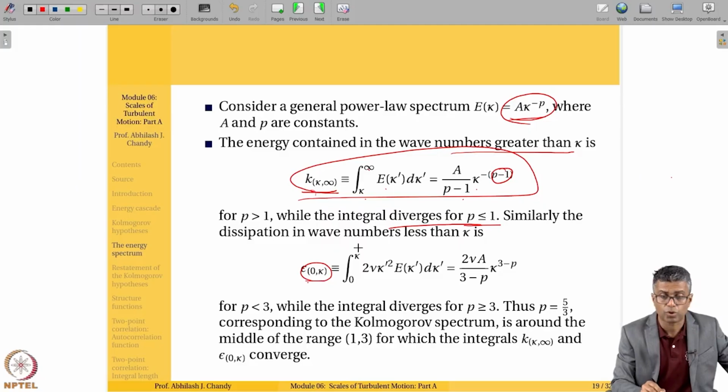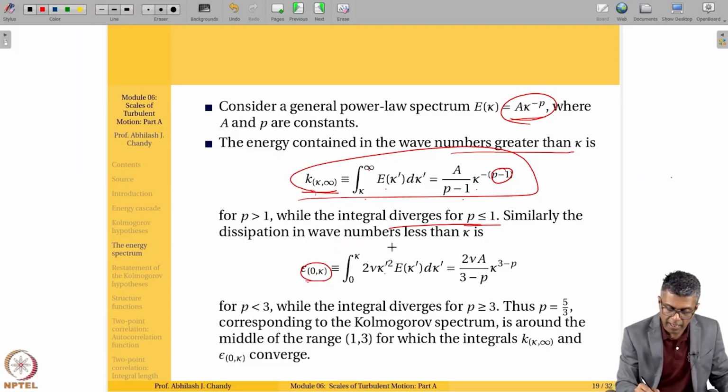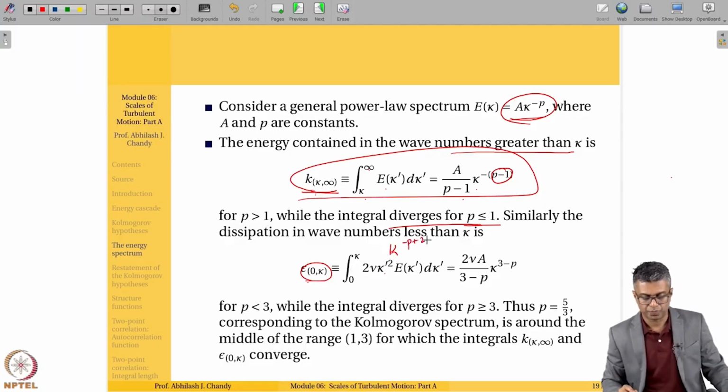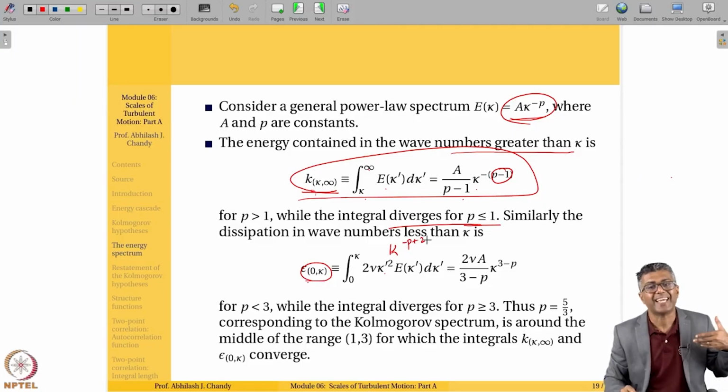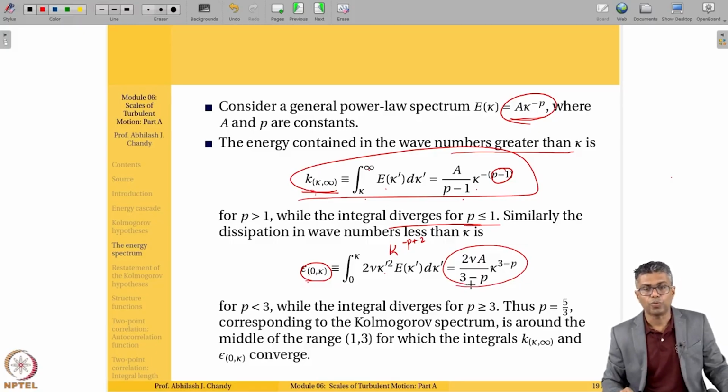So I have the integral from 0 to kappa of 2 nu kappa' squared E(kappa') d kappa'. And all I'm doing is I take kappa squared times this kappa to the minus p. So I'm going to get kappa to the minus p plus 2, isn't it? Then I integrate that and I get 2 nu A over (3 minus p) kappa to the 3 minus p. It's a simple integration, you can do it.